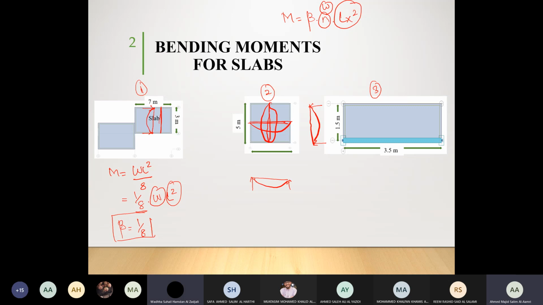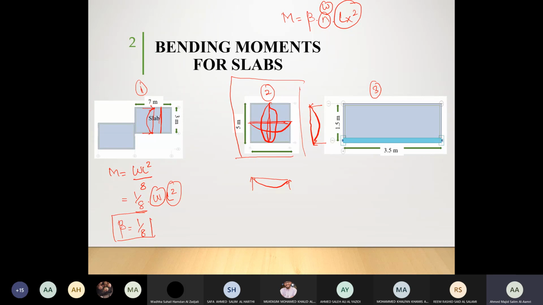1 by 8. So the coefficient is the value that you see before each and every equation of bending moment. WL square over 10, WL square over 12, WL square over 24. These values are representing the coefficients. Are we okay? Now, since this is a two-way slab, we'll come to the coefficients later, since you didn't study.